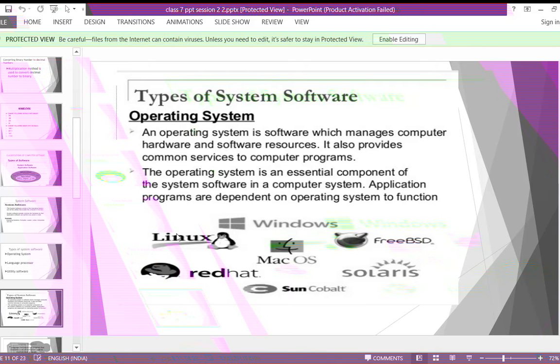As you can see here in the picture, there are some of the operating systems. It is Linux operating system. We can use Windows operating system. Mac OS is there. Red Hat, some Cobalt, Solaris, and FreeBSD. These are some of the operating systems we are going to use. So these operating systems work as an interface between the user and the computer. Understood about the operating system?